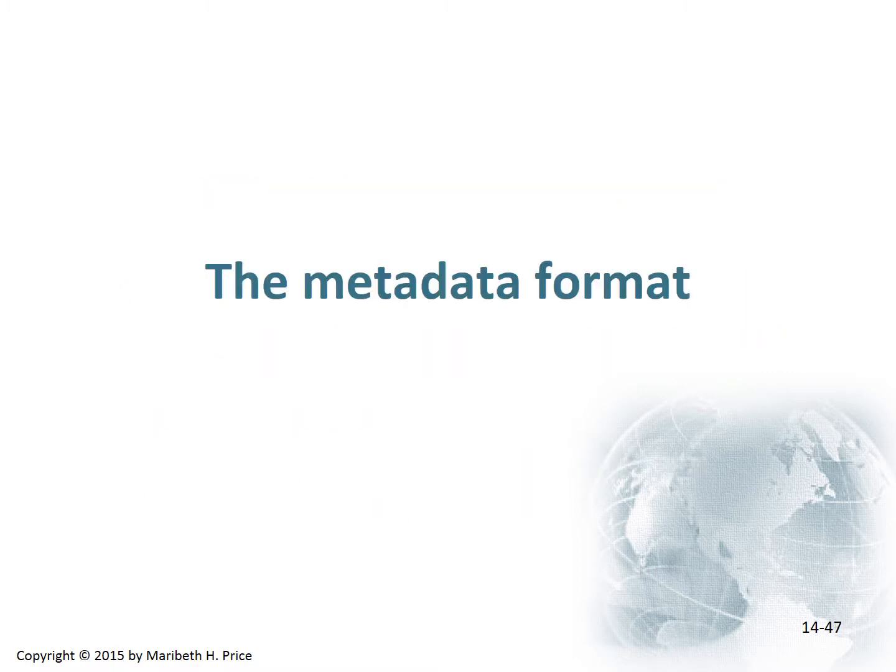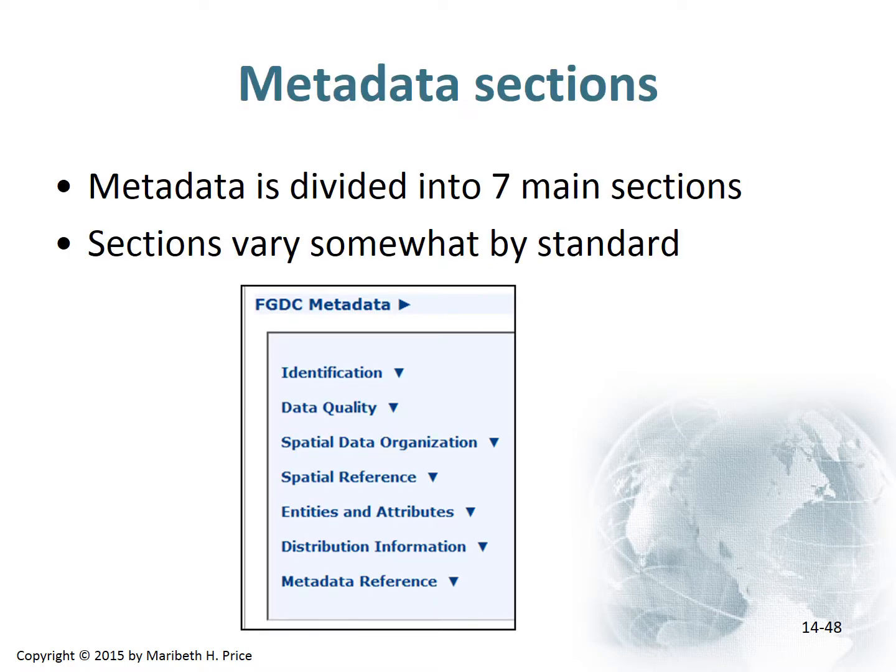We're going to look a little bit at the format of metadata next. There are 7 basic sections in metadata, main sections. They vary somewhat from standard to standard, but in general, it's identification, data quality, spatial data organization, spatial reference, entities and attributes, distribution information, and then the metadata reference itself.